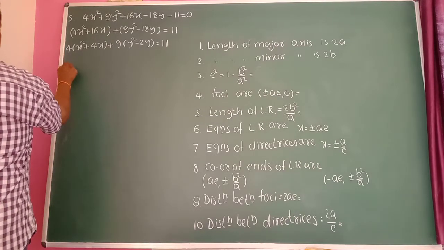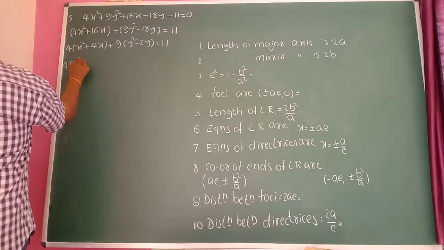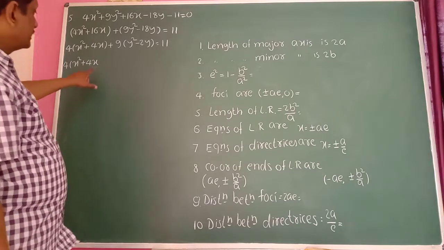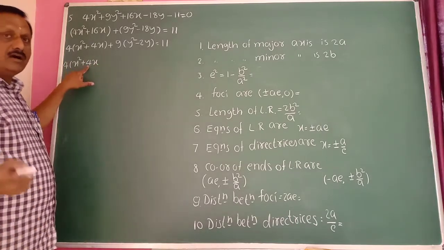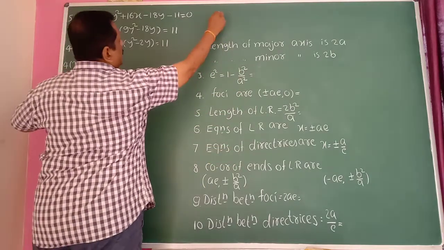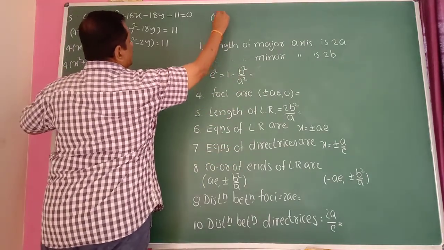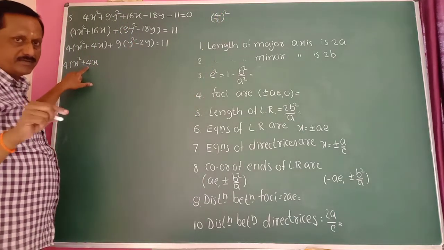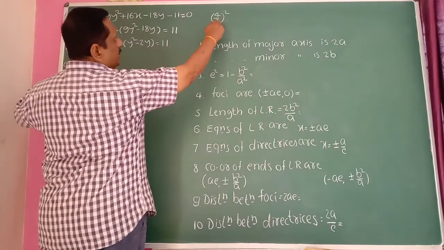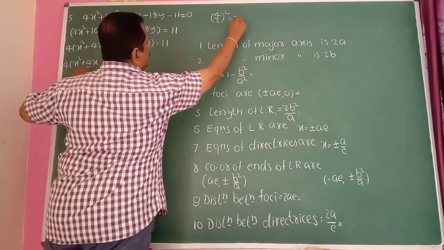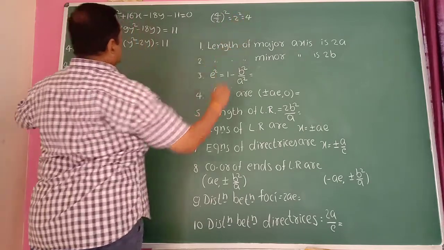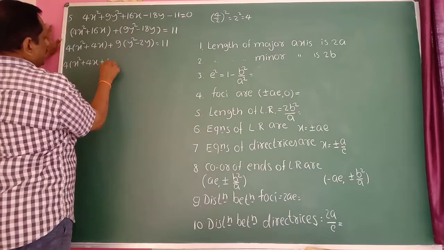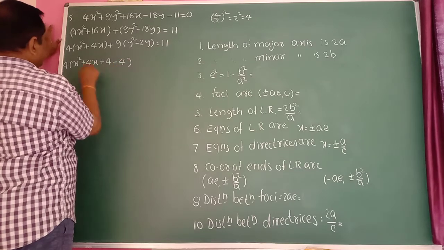Therefore 4 here, then write x square plus 4x as it is. In this case, the x coefficient is 4. Make it half, which means divided by 2, and take the square of that number. 4 upon 2 gives 2, 2 square becomes 4. So add and subtract 4 in this bracket here.